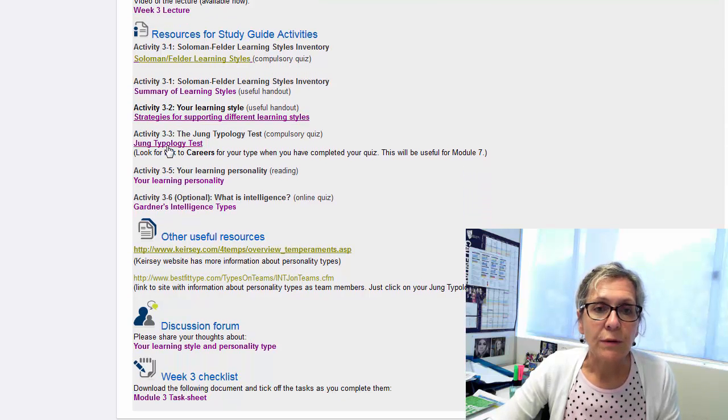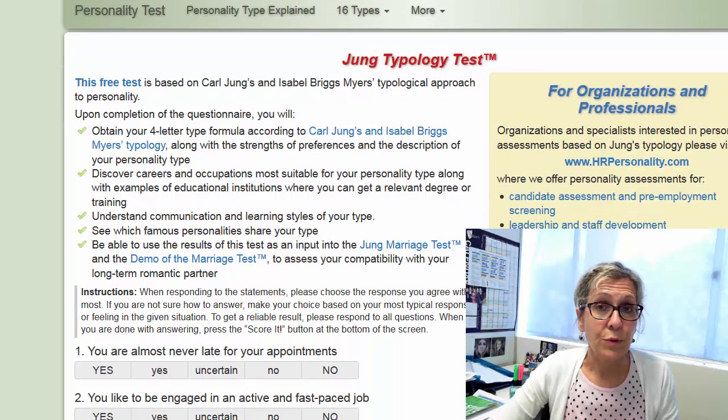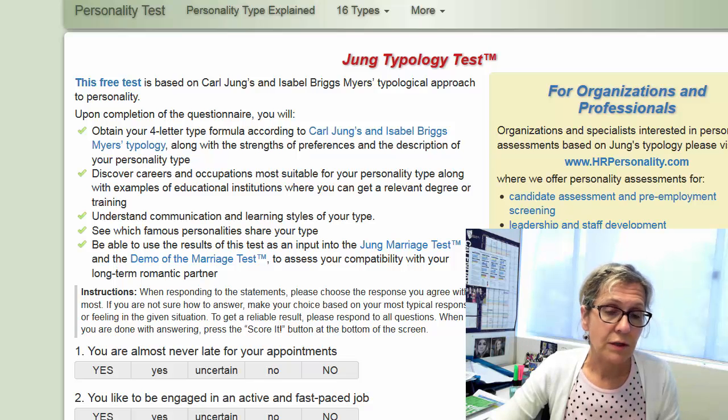Now, the Jung Typology, that's the other quiz that you'll have to do, and that's about your personality type. Now, it's actually based on the Myers-Briggs test, and some of you may have heard of that, or you may have even done it at some stage. It's very, very common, very popular, often used in workplaces, sometimes even in schools, can be used in counselling, for careers counselling, etc.